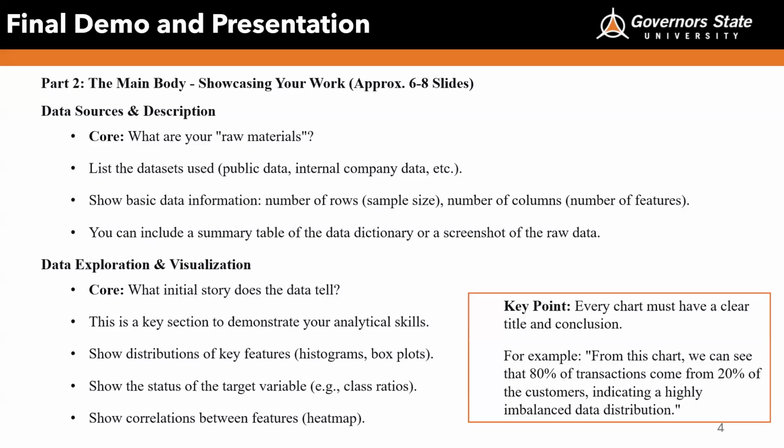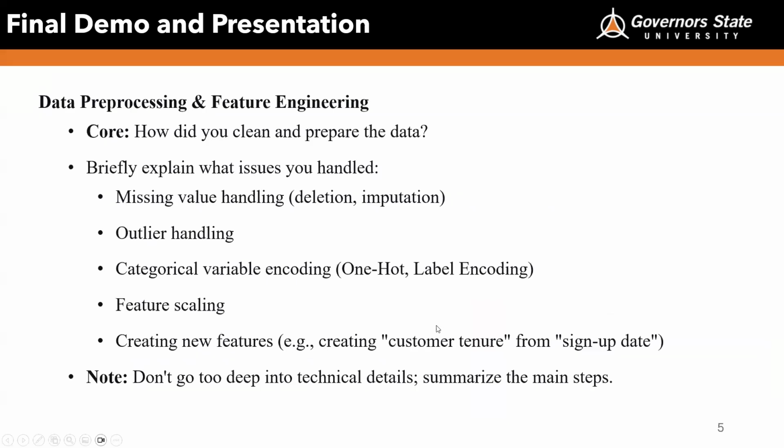And also you need to show the correlation between the features. So you can have, for example, the heat map. Yeah, and also when you want to put a picture or chart, you must give it a really clear title and a conclusion, right? So for example, you can say, from this chart, we can see 80% of transactions come from 20% of the customers, indicating a highly imbalanced data distribution. Okay. Yeah. So those are some key points.